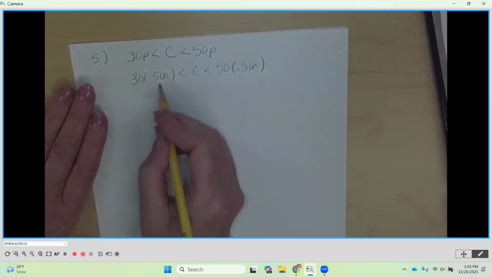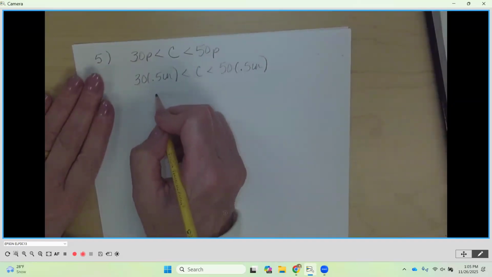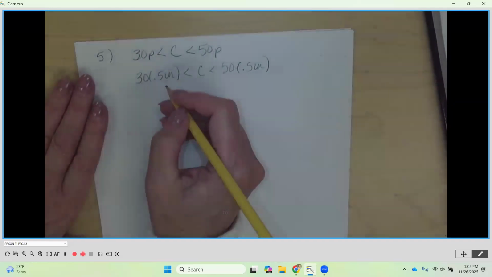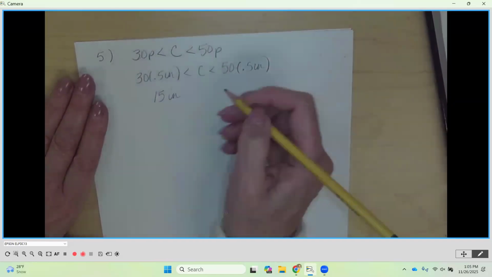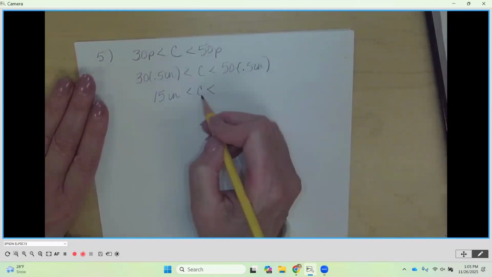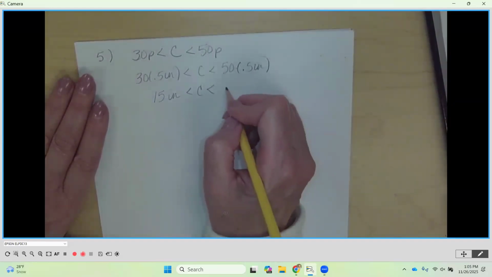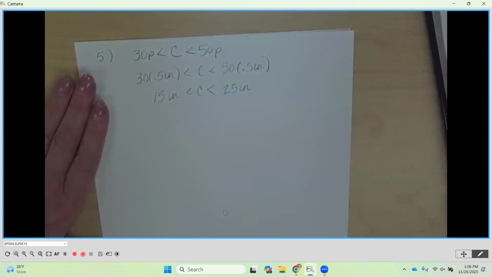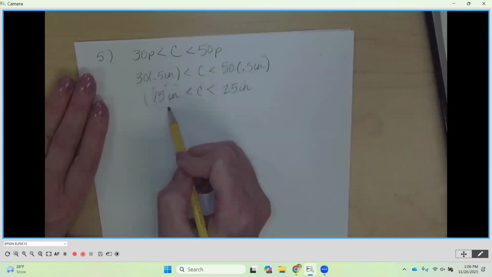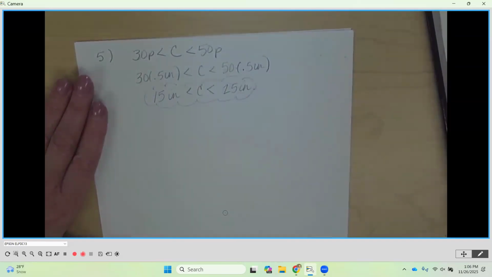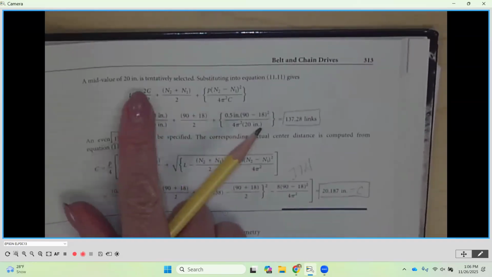Okay. So 30 times 0.5, I think that's going to be, is that 10 point? No, 15 inches. And our center distance then has to be larger than that, but smaller than 50 times 0.5. So that's going to be 25 inches, right? So somewhere between here is what our center distance is going to be. The book picked the mid-range, okay? They picked a mid-range value of 20 inches, okay? 20 inches.